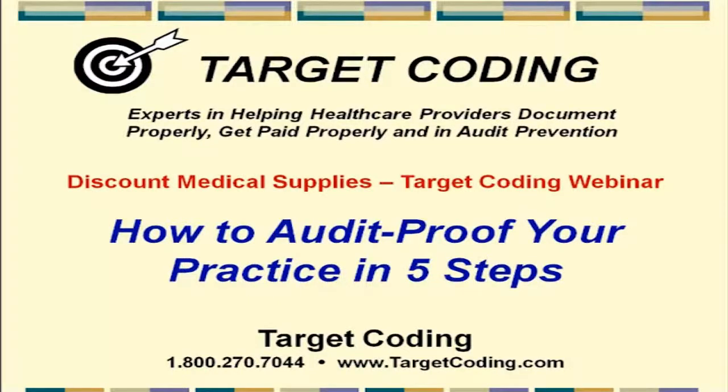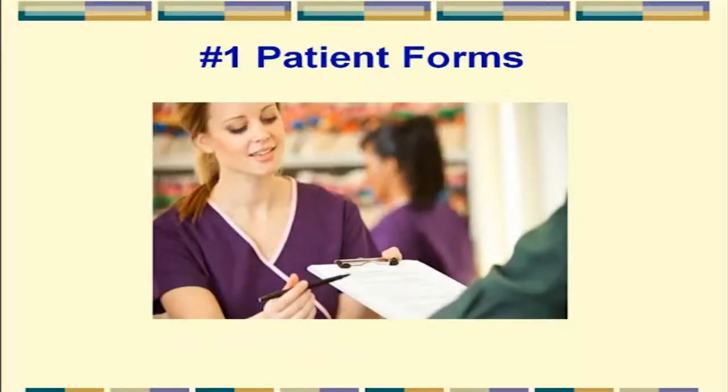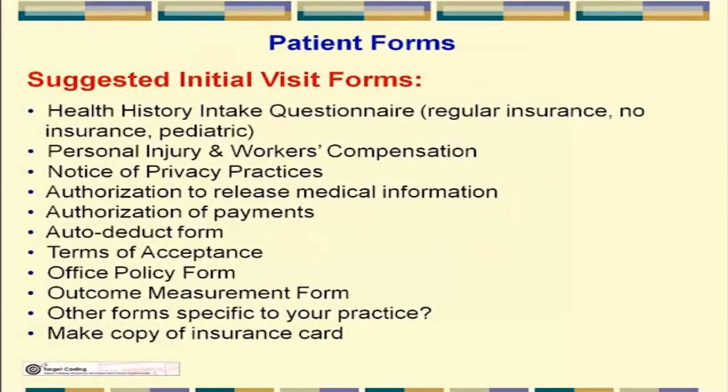As David mentioned, today's topic is how to audit-proof your practice in 5 steps. These are the 5 steps that I feel are vital to figure out and make sure you're doing properly. So you should see them on your screen. Step 1, patient forms. Step 2, treatment plan. Step 3, SOAP notes. Step 4, CPT and diagnosis code linking and pointing. And step 5, cash plans and financial needs. So let's begin with step 1, patient forms.